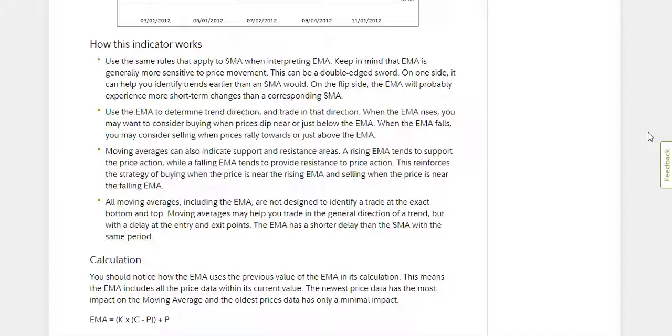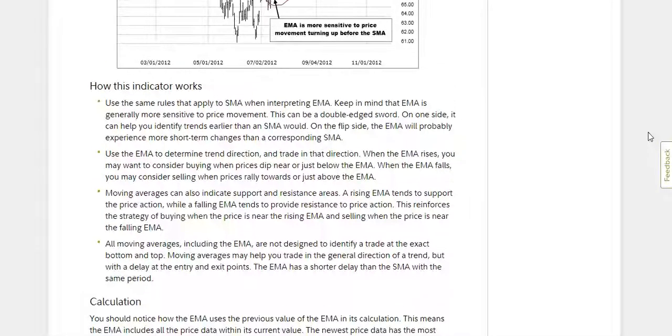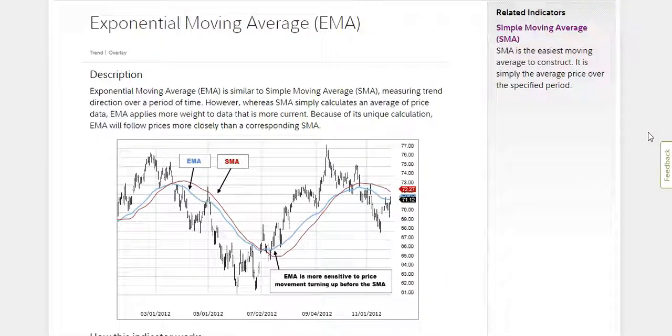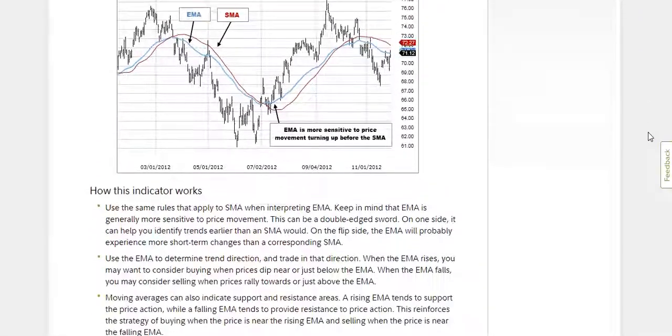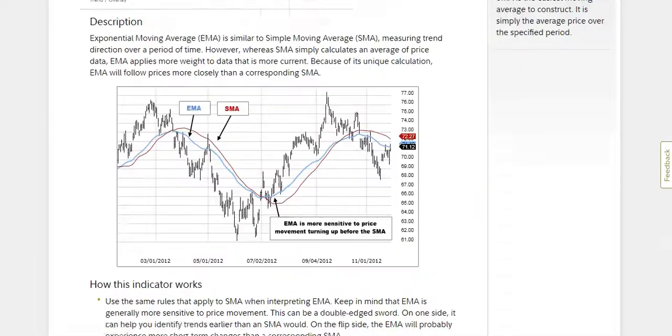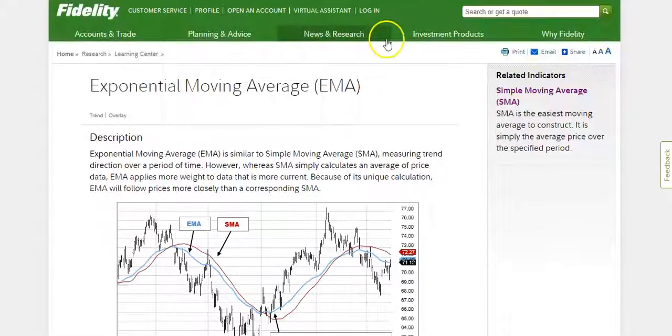Okay, and it says use the EMA to determine a trend direction and trade in that direction. When the EMA rises, you may want to consider buying when prices dip near or just below the EMA. When the EMA falls, you may consider selling when the price rallies towards or above the EMA. Okay, so keep that in mind. It's more of a short-term thing as far as you're looking at the trend, and I'll go over the differences here in a second, so just bear with me. Okay, so that is the EMA.